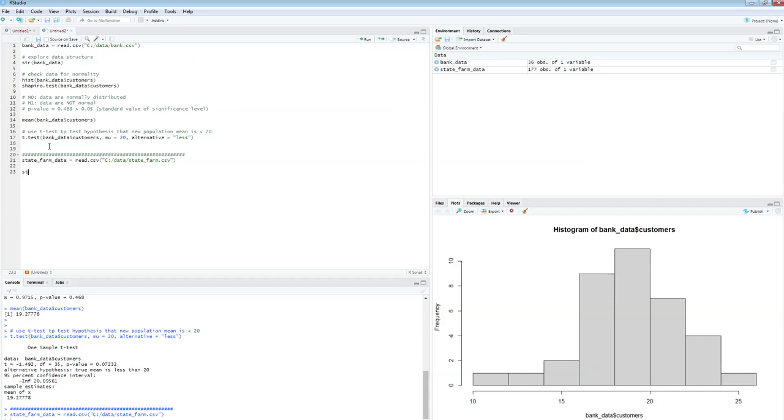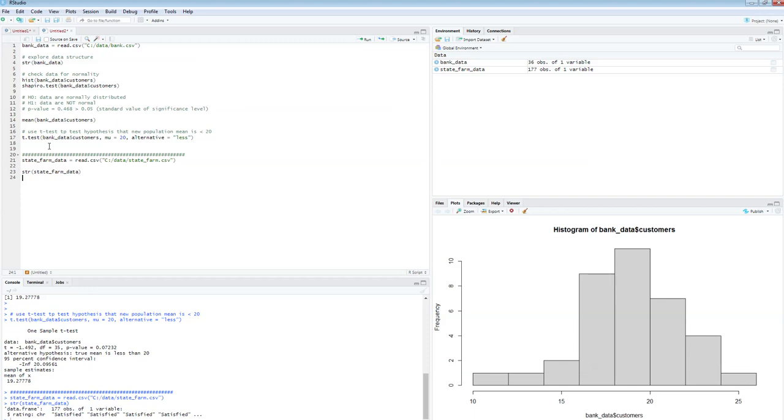And let's take a look at the structure, str of the State Farm data. All right, so what does it say? It says that I have 177 observations. That means customers that were included in this survey. Only one column, only one variable, and the column is called rating, and there are only two possible values there: satisfied, and another one is unsatisfied. So data are not numerical, data are categorical. Well, that's not a big surprise, we knew that.